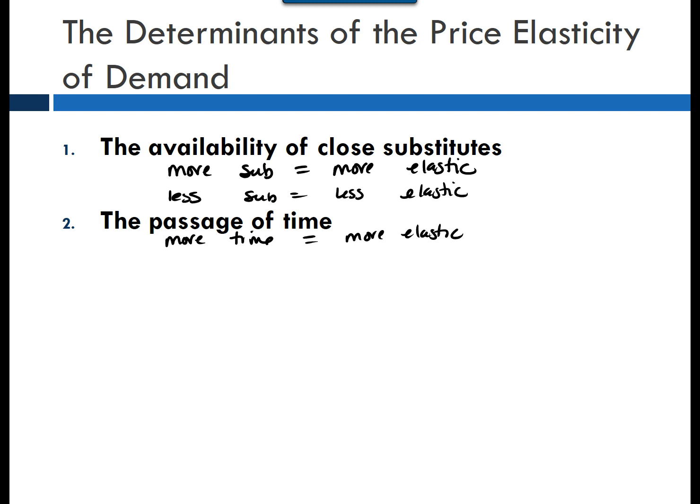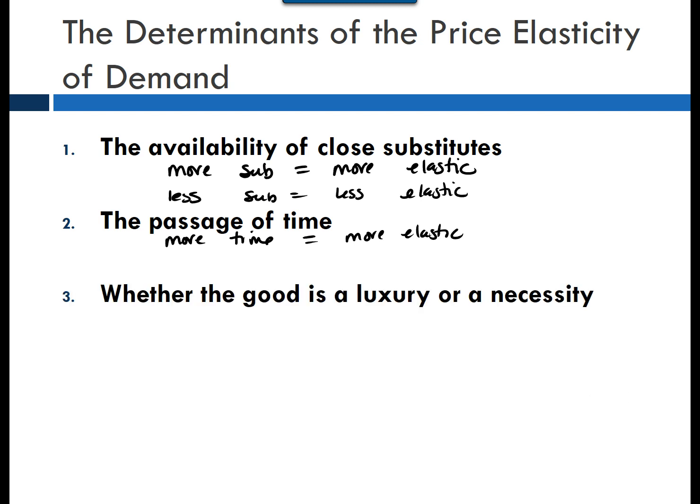But in the short term, you have things like gas where it's going to be very, very inelastic. But if you were to take that over 50 years, it would probably be very elastic because 50 years from now we'll probably have a lot more options. Another thing is whether a good is a luxury or a necessity.